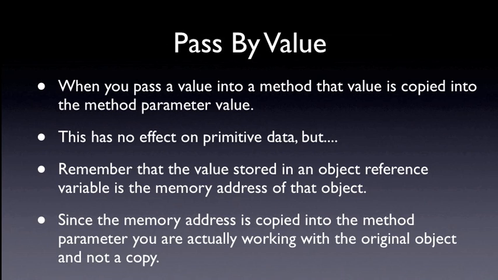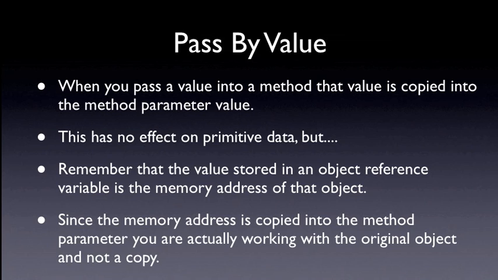A couple of things to keep in mind: when you pass a value into a method, that value is copied into the method parameter. You really don't have to worry about this when passing primitives like characters, ints, and floats. But just remember that when you store an object into a variable, what you're actually storing is a memory address for where to find that object. So when you pass an object into a method, you're actually passing in the memory address of that object.